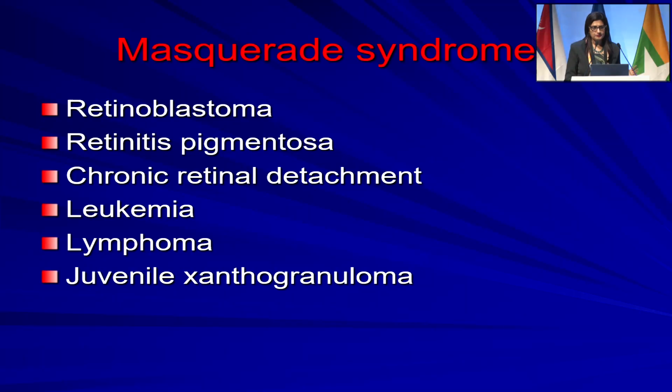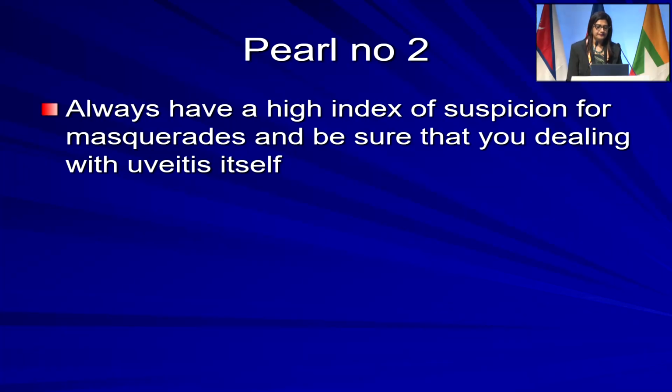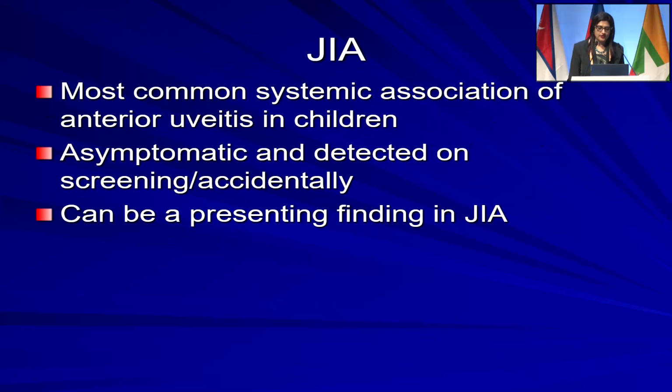The second one, Mudit had put this right at the last of his slides when it came to adult patients, but when you're dealing with pediatric uveitis, I would put it right in front, because this is something that if we miss, nobody is going to find it. So we have to absolutely not miss this. A lot of conditions can masquerade as uveitis. In children, we should remember retinoblastoma and juvenile xanthogranuloma and sometimes the leukemias. As you can see from the pictures, they can very much look like uveitis, both anterior and posterior. So have a high index of suspicion for masquerades and be sure that you're dealing with uveitis itself before you refer the patient to a pediatrician or a rheumatologist.